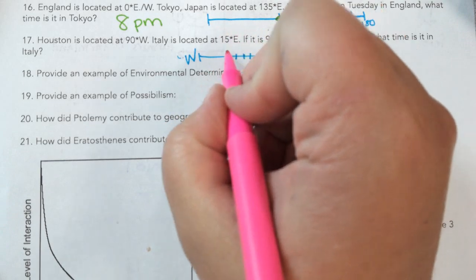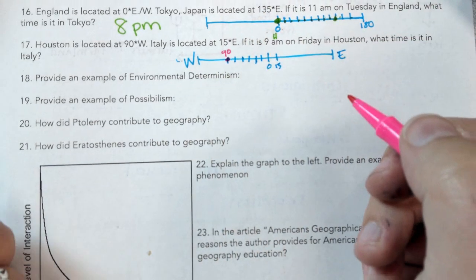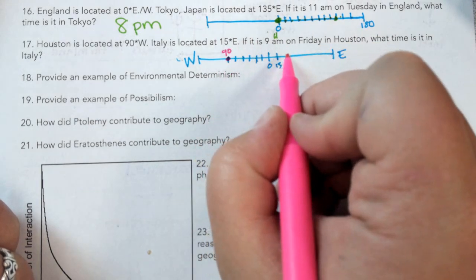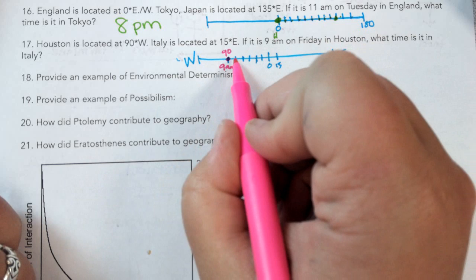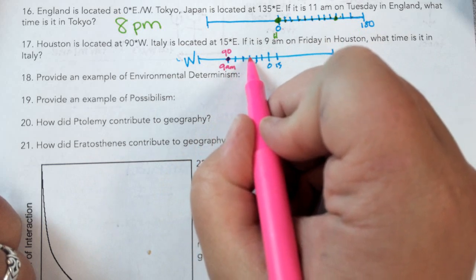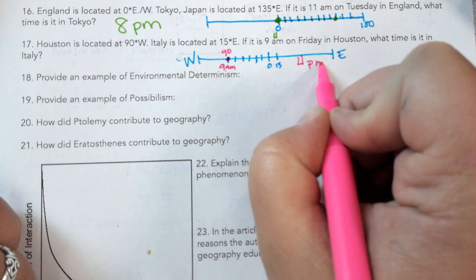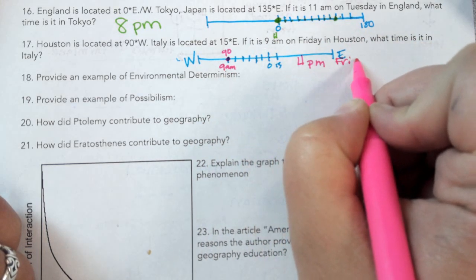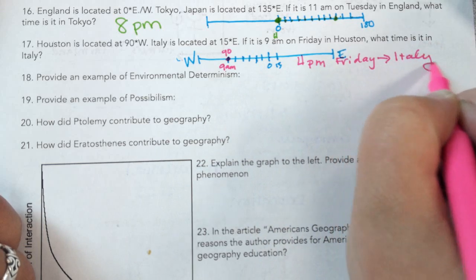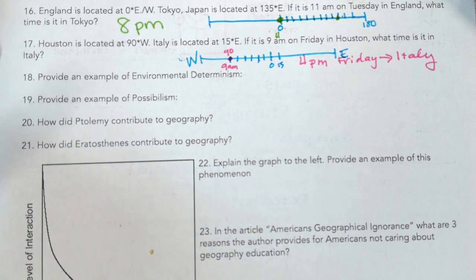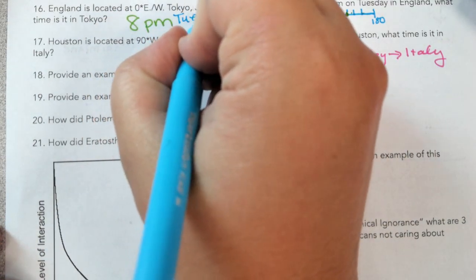So we start here at 90 degrees, and then we're going to try to move to 15 degrees east. If it's 9 a.m. on Friday, 10, 11, 12, 1, 2, 3, 4. It should be 4 p.m. Friday in Italy. And by the way, the previous one should be 8 p.m. Tuesday.